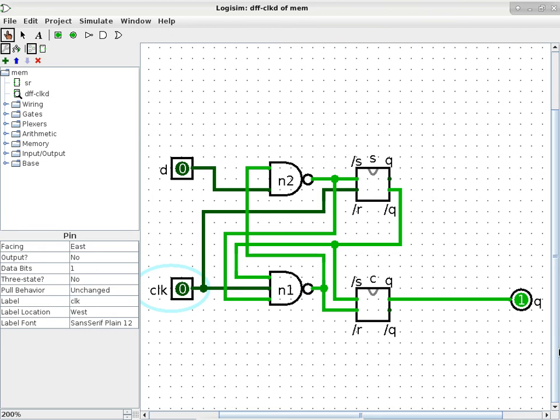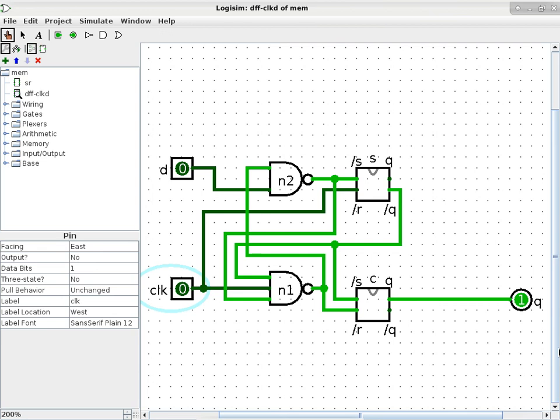Well, if D is a 0, it guarantees that N2 is going to output a 1, right? Because it's a NAND gate. With a NAND gate, if at least one input is a 0, the output is going to be a 1. So we know this is going to be a 1, which means it is not going to set the SR latch that I just called S over here.